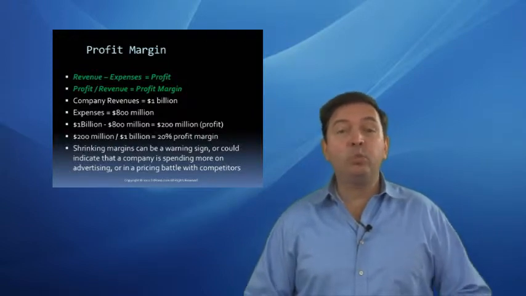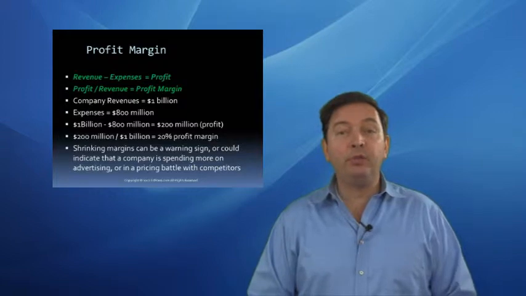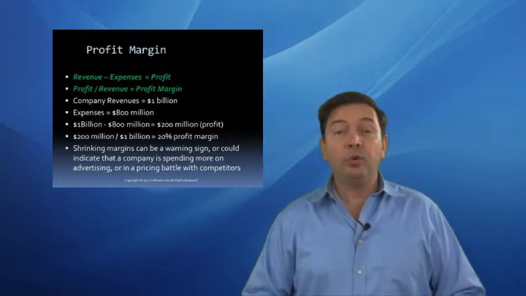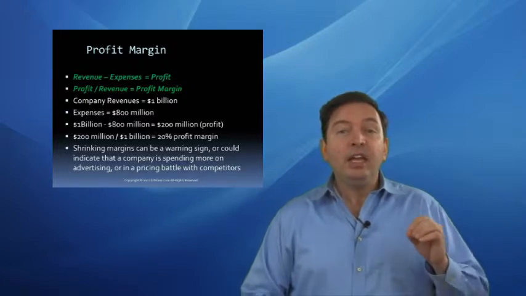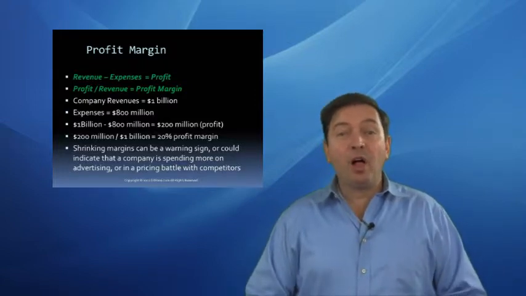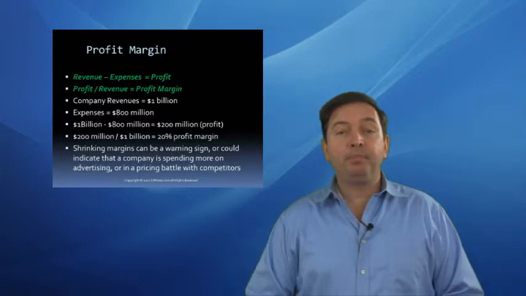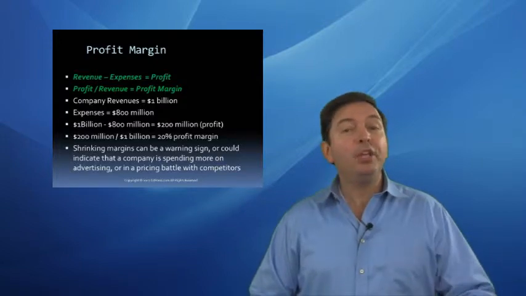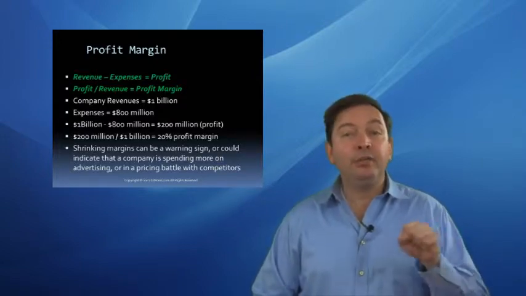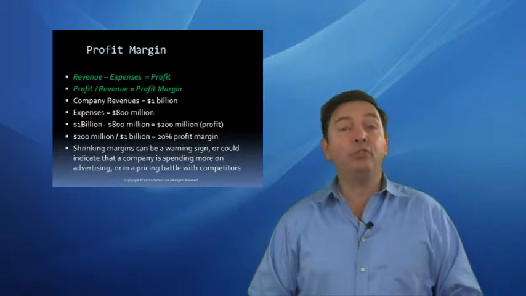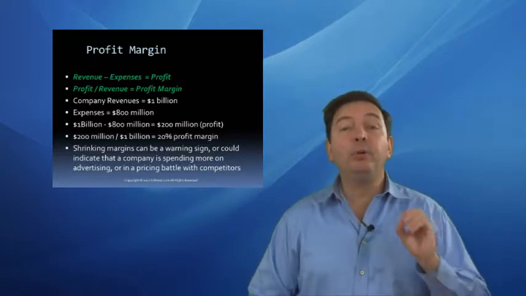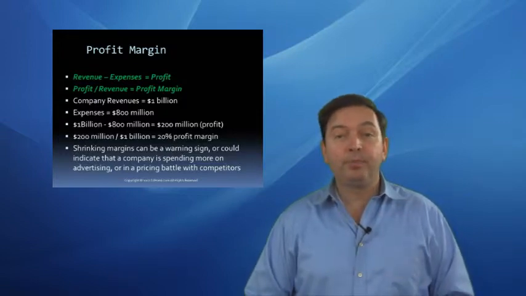Let's say a company has $1 billion in revenues. In other words, it has $1 billion coming in during the course of the year. It spends $800 million to earn that billion. So we say it has expenses of $800 million and revenues of $1 billion. $1 billion minus $800 million leaves the profit of $200 million. We could say that this company has a 20% profit margin.